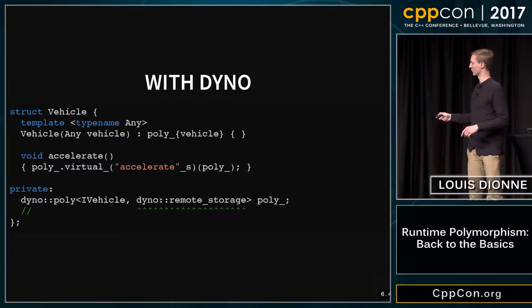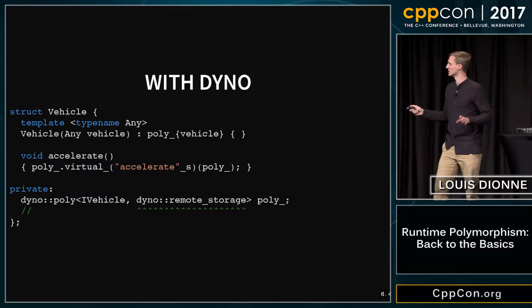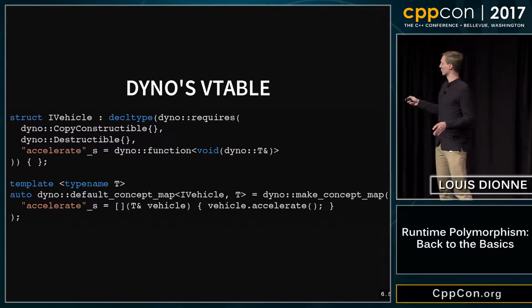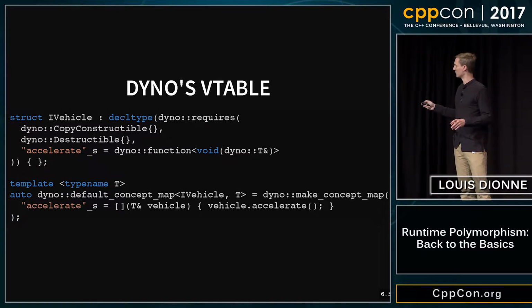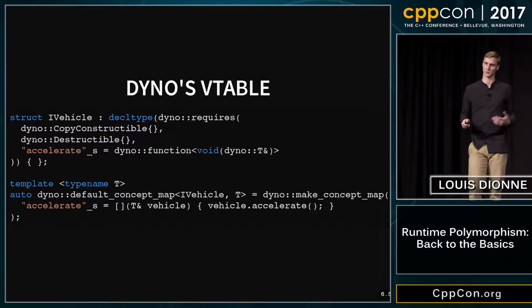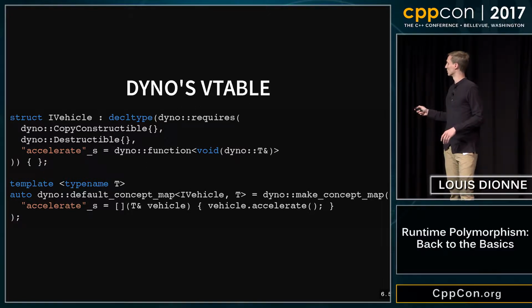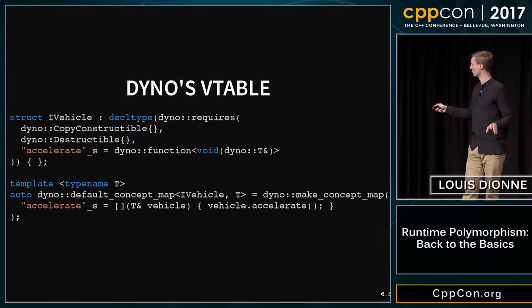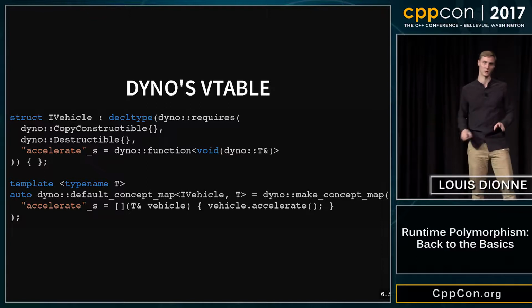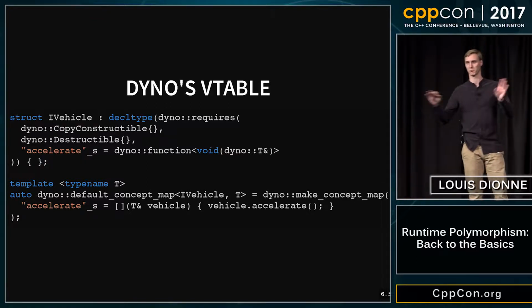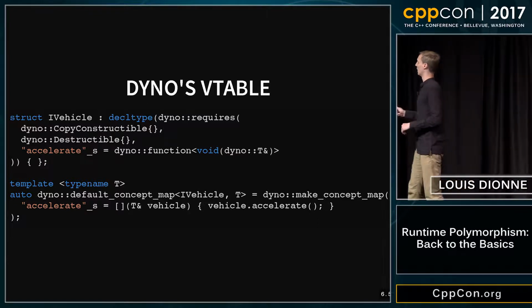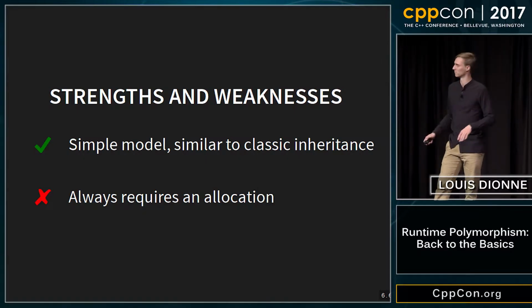Now I do need to specify what the interface is. So I have this fancy way of creating vtables, okay? Basically I'm creating a vtable saying, hey, you're going to need to be copy constructible, so there's going to be a copy constructor in the vtable. You need to be destructible, and you need to have this accelerate function, which has this signature. And then I fill my vtable, I say, here's how you implement accelerate. I'm not getting into any details there. It's just to show you, if you're interested, go read the documentation, but basically I have a way of defining my vtable.